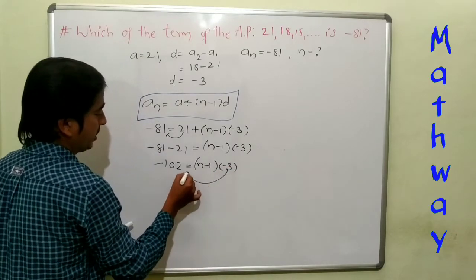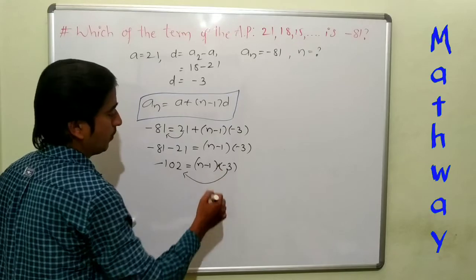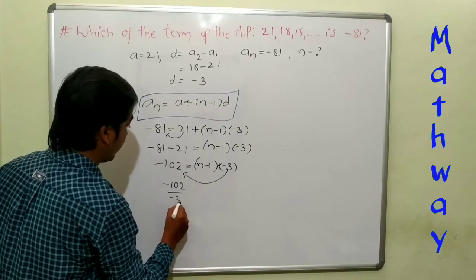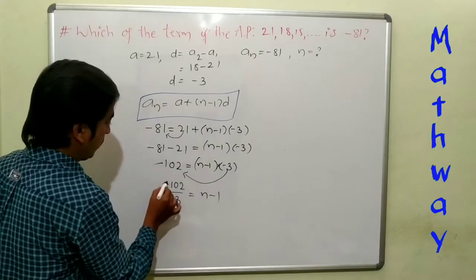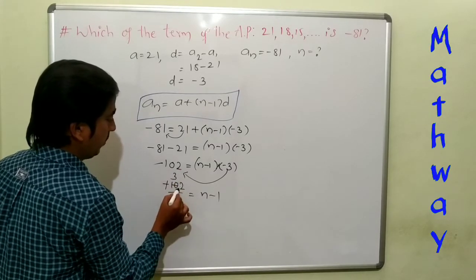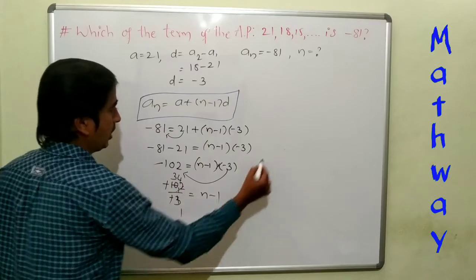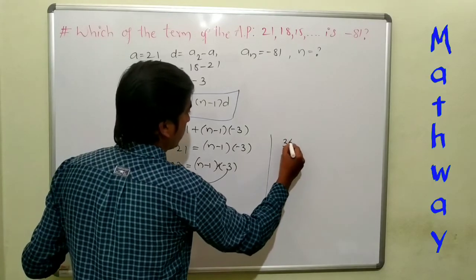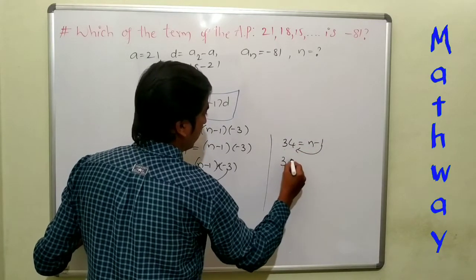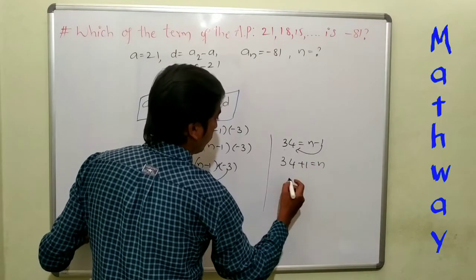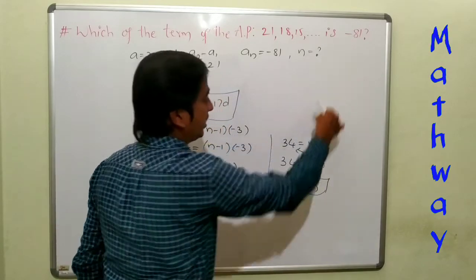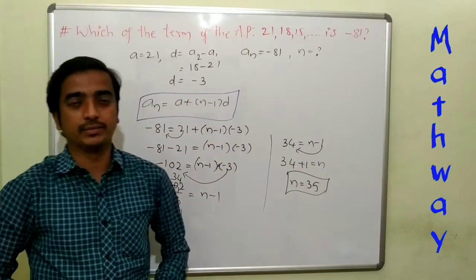So transpose this minus 3. Here these are in multiplication. Whenever we transpose, it becomes division. So minus 102 divided by minus 3 equals n minus 1. Minus minus gets cancelled. 3 1s are 3, 3 3s are 9, 1 is left, 3 4s are 12. So here we got 34. 34 equals n minus 1. Transpose this minus 1. Then 34 plus 1 equals n. 34 plus 1, that is 35. So the n value is 35. It means minus 81 is the 35th term in the given AP.